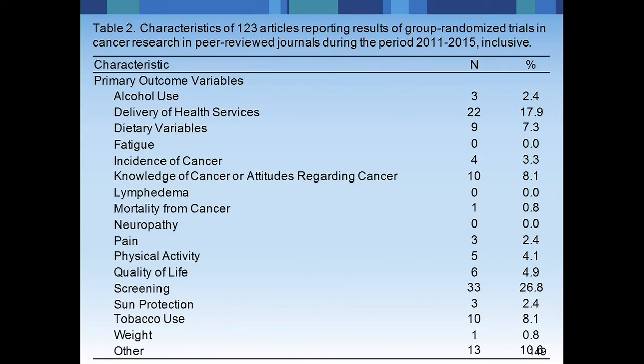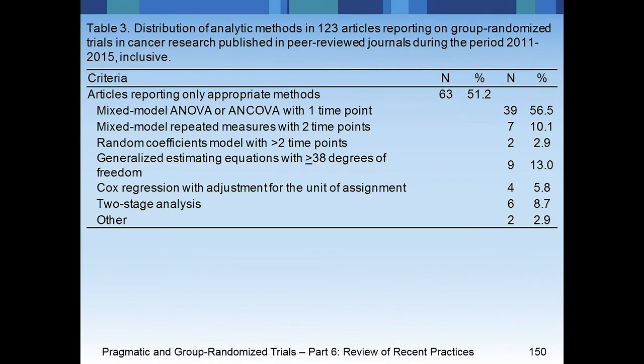Primary outcomes varied considerably. We had just over 25% looking at screening outcomes. We had almost 20% looking at delivery of health services, and that means looking at whether there was some change in the way that healthcare was being delivered to participants. We saw a good number of studies still looking at cancer and diet and physical activity, but fewer than we saw, let's say, 10 years ago. So an increase in screening, an increase in healthcare services, a reduction in some of the traditional risk factors.